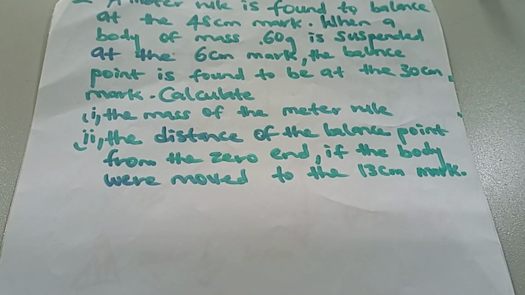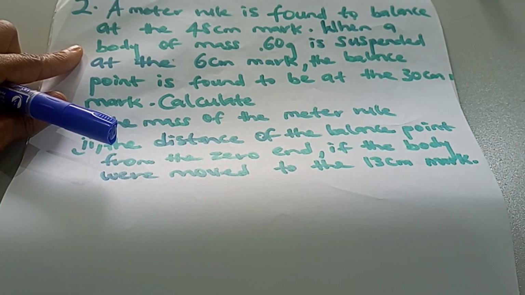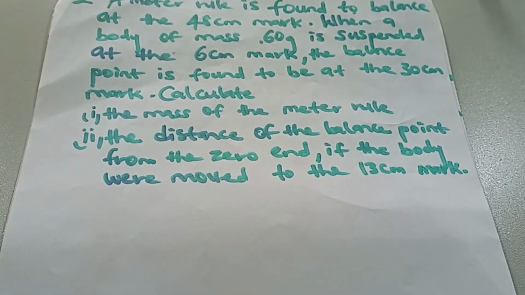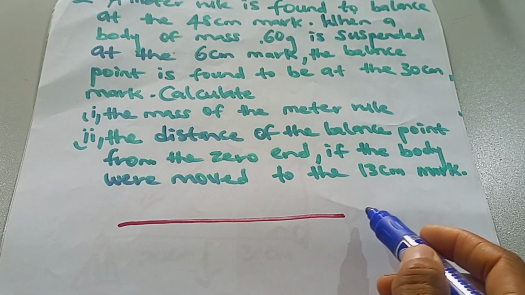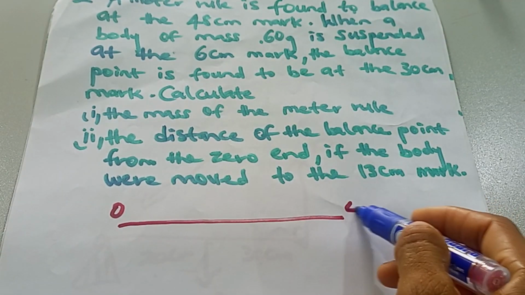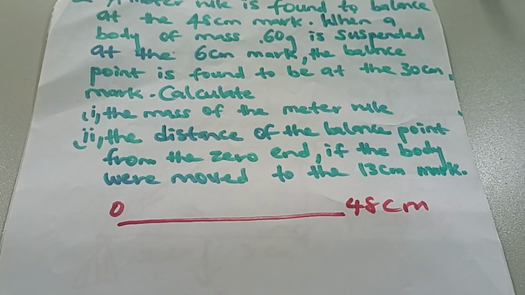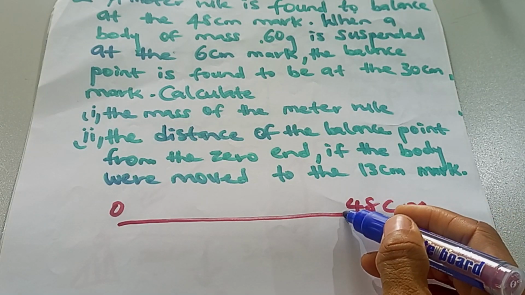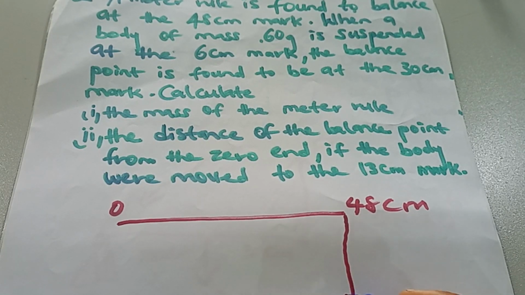Okay, now let's take it line by line. A meter rule is found to balance at the 48 cm mark. Let's say we have a ruler like this. Always draw the diagram, 0 to 48 cm. It's found to balance at the 48 cm mark. It means that for it to be balanced, let's put the mass here, the mass of the body m in gram.